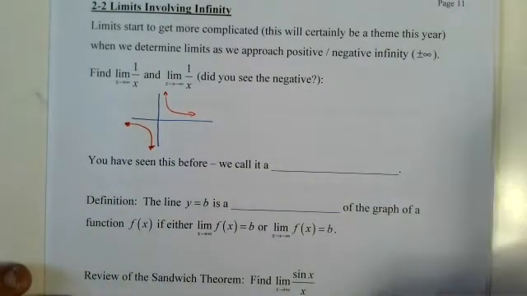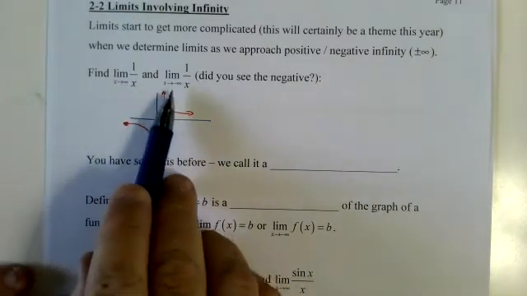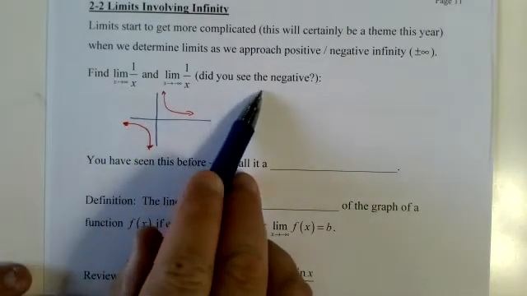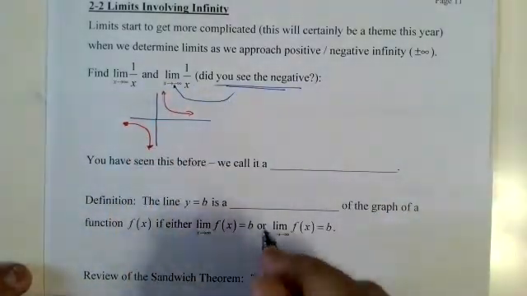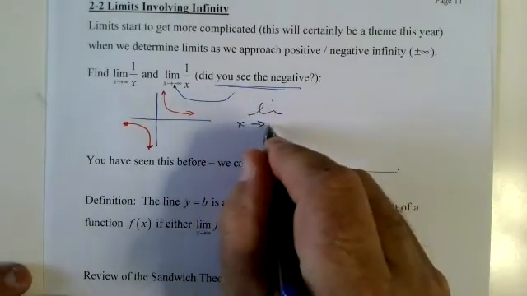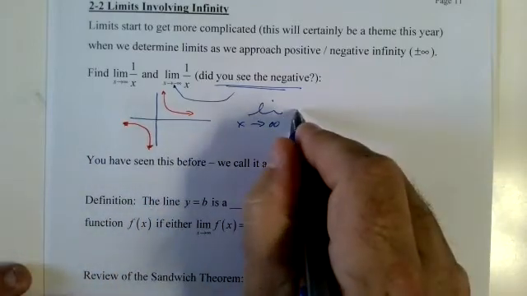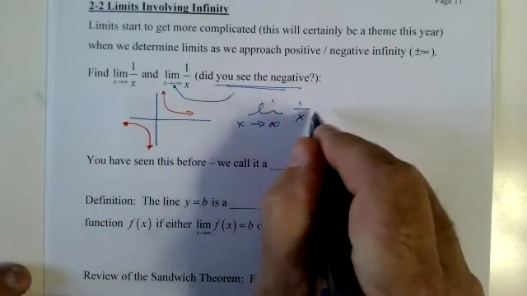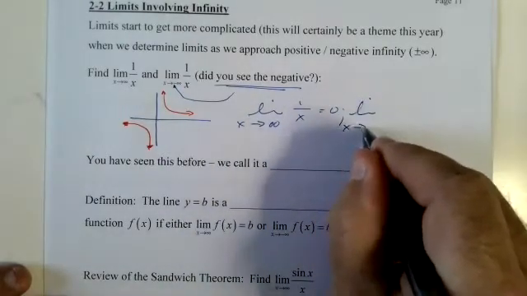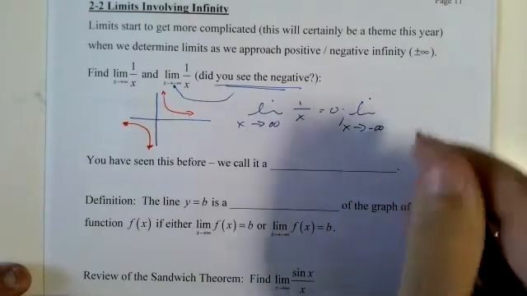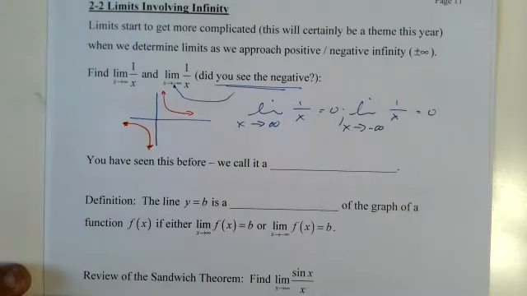All right, look carefully. What's the limit as x approaches infinity? What's the limit as x approaches negative infinity? Did you notice that? So as x approaches infinity, we're heading out here on the x-axis, getting closer and closer to 0. The limit for the same function as x approaches negative infinity is also 0.